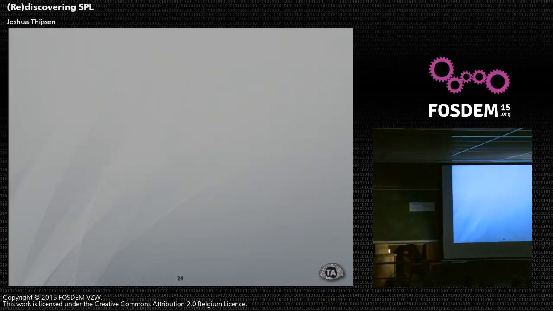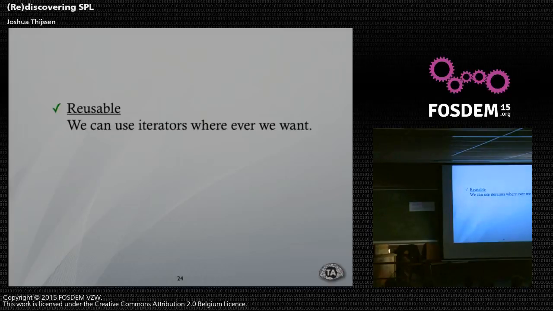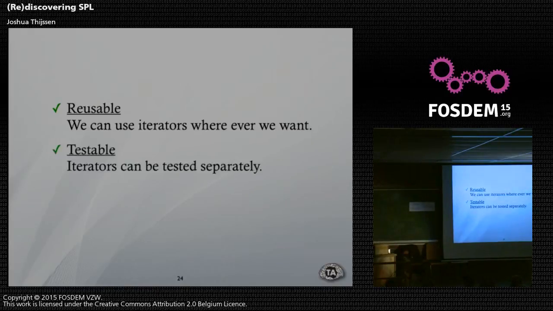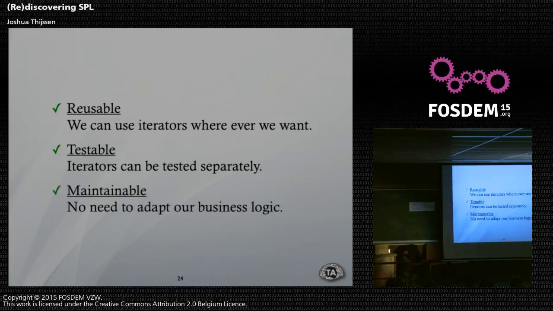However, we can do more, because iterators are more reusable. We can use them wherever we want, because that limit iterator does not only work on the directory stuff we have, it works on array iterators, on elements we get from a database, on whatever you get from a RESTful API. Doesn't matter. It's testable because now we can test: does the limit iterator work? Does the regular expression iterator work? Does the directory iterator work? So we can test more in isolation. It's also more maintainable because there's no need to adapt the business logic anymore.